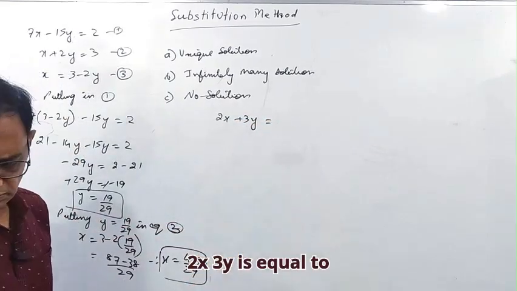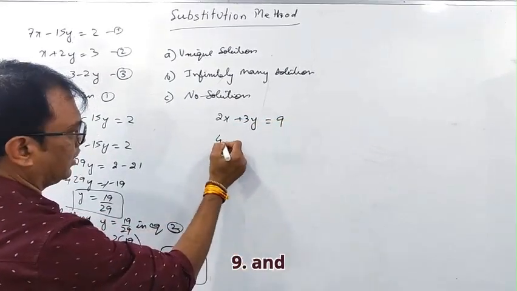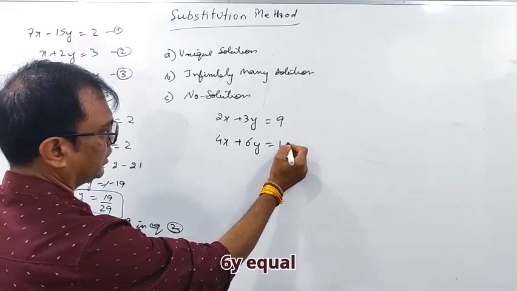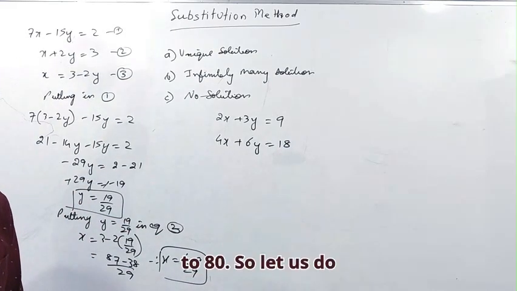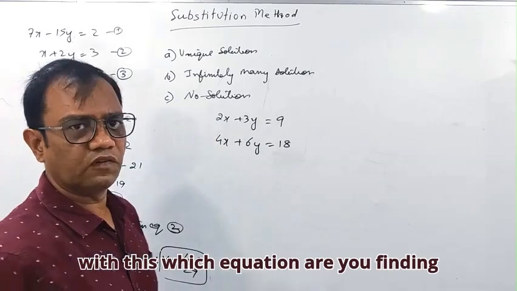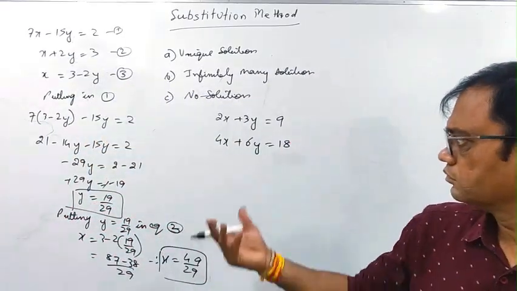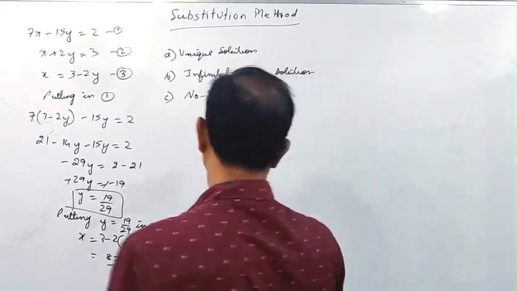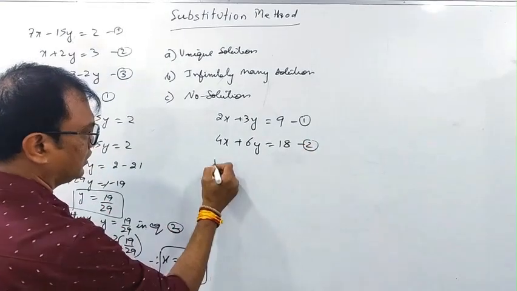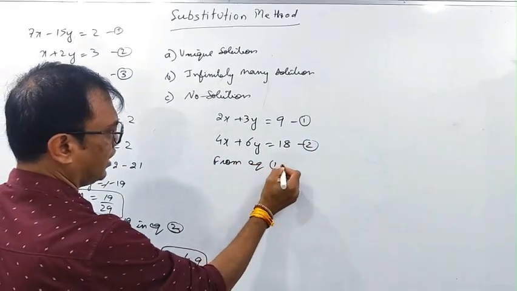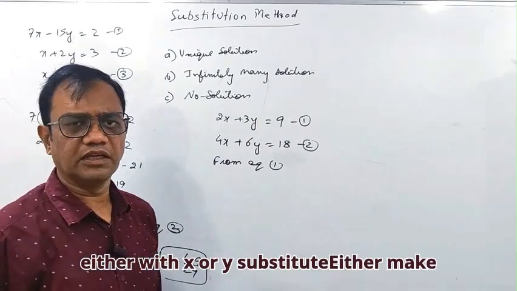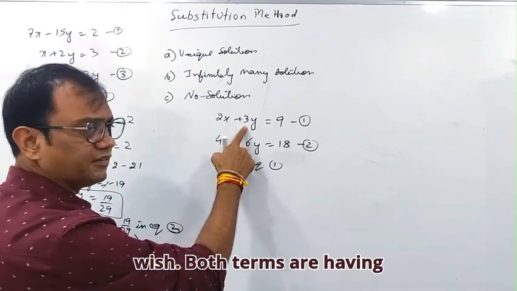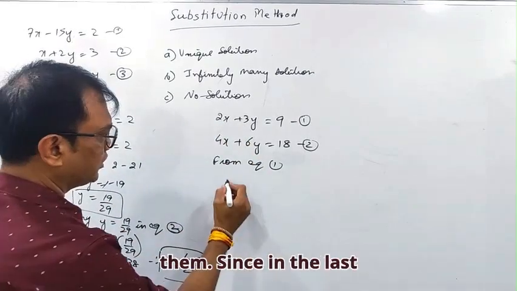2x plus 3y is equal to 9 and 4x plus 6y equal to 18. So let's do this. Which equation are you finding easier or simpler? Obviously equation 1, because it has smaller coefficients. From equation 1, either make x or y the subject according to your wish. Both terms have some coefficient, you can take any of them.